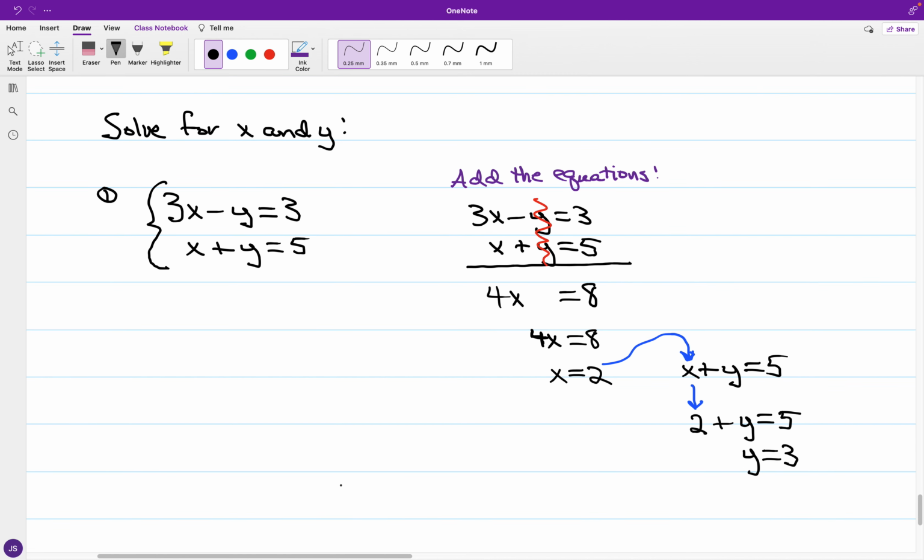So those values that we have for x and y will be the combination that we seek for both equations to work out in the system. So for the solution, we can say x is equal to 2 and y is equal to 3, and I know ALEKS likes to put this in terms of ordered pairs.